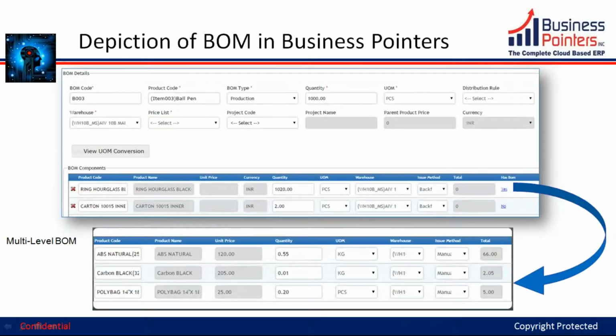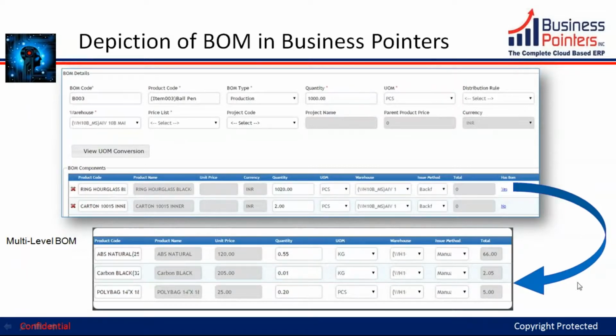The next slide depicts bill of material in business pointers. So this is an overview of how a bill of material master would look like. So if you see over here, we have the product code as ball pen, which is our finished product, and then we have the semi-finished product, which is ring hourglass, and then the raw material, which is used with this semi-finished product to produce the ball pen.